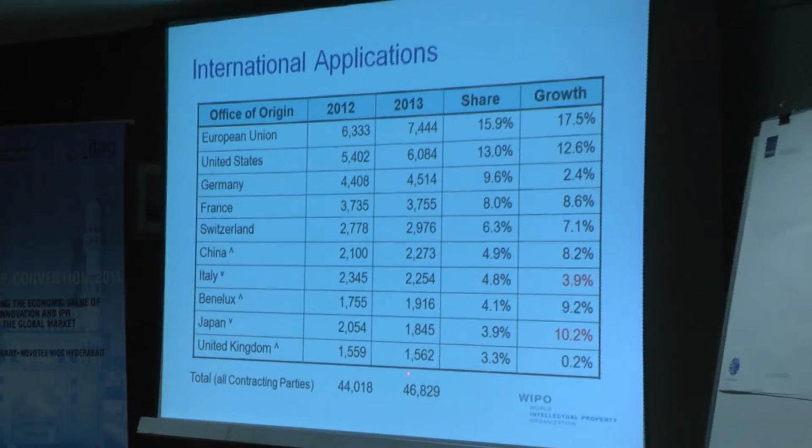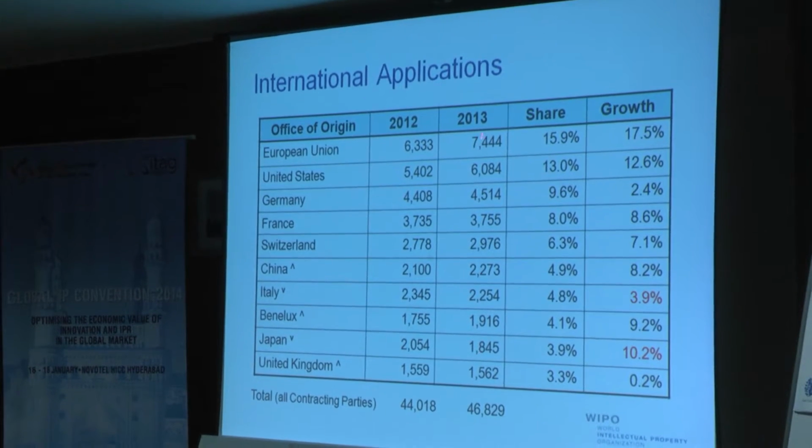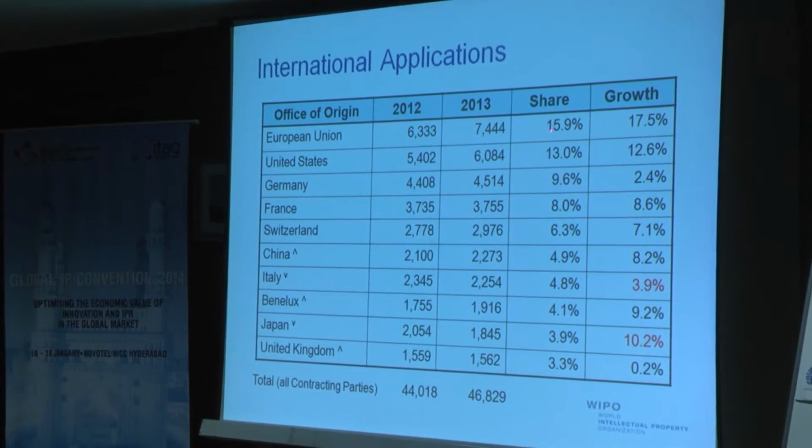International applications, these are the top filers, top 10. European Union, the United States, Germany, France, Switzerland, China, Italy, Benelux, Japan, and the UK. You're looking at the number of applications filed in 2012 versus the number filed in 2013. These are arranged in descending order for 2013. This is the total share.